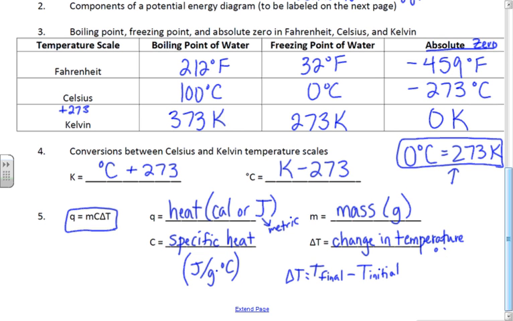And our units that we're going to use are either degrees Celsius or Kelvin. And remember, because of the nature of the two different temperature scales, the difference in one is the same as the difference in the other. So, on the next page, we'll practice a problem using that equation.